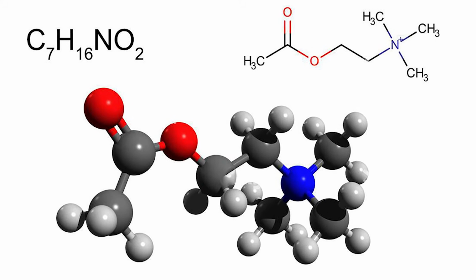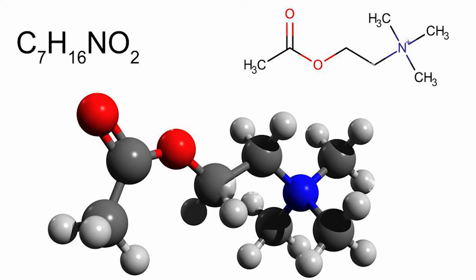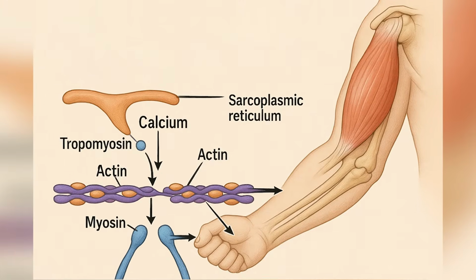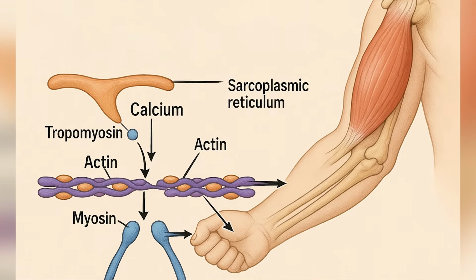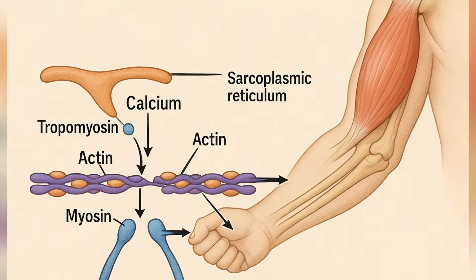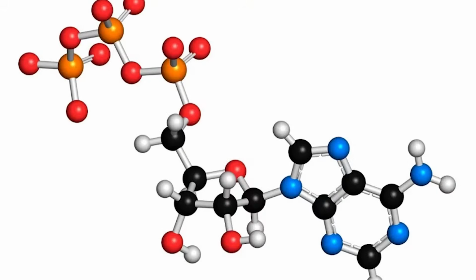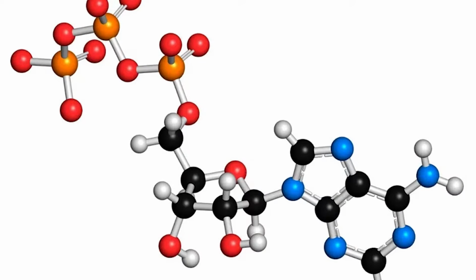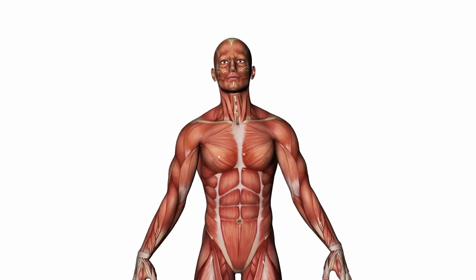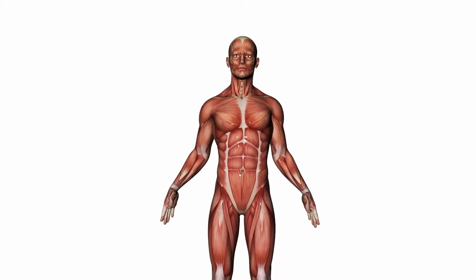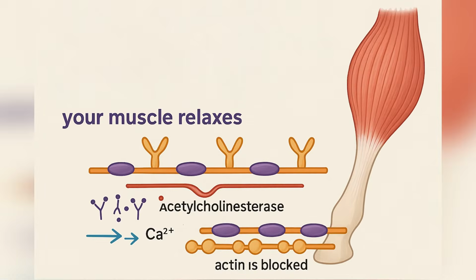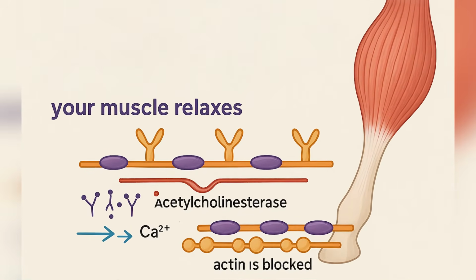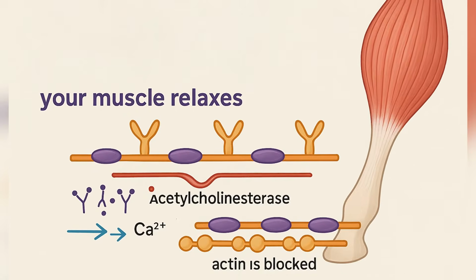This wave tells the storage area, the sarcoplasmic reticulum, to let out calcium. Calcium turns on the actin by moving the blockers, tropomyosin, and myosin grabs actin and pulls. If there's enough ATP, the muscle's energy, this happens again and again until you stop the movement. When you're done moving, ACh is cleaned up by acetylcholinesterase, calcium goes back into storage, the actin is blocked again, and your muscle relaxes.